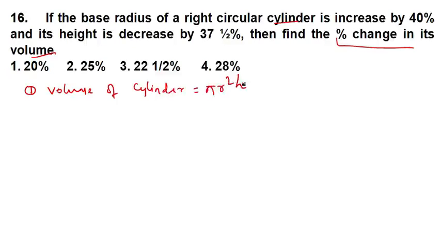Okay, so r and h. Radius is increased by 40%. 40% means what? 2 by 5. Before it was 5, now it is 7. Getting my point? And the height got decreased by 37 1 by 2%. Tell me now, what is 37 1 by 2% in fractional form? It is 3 by 8.